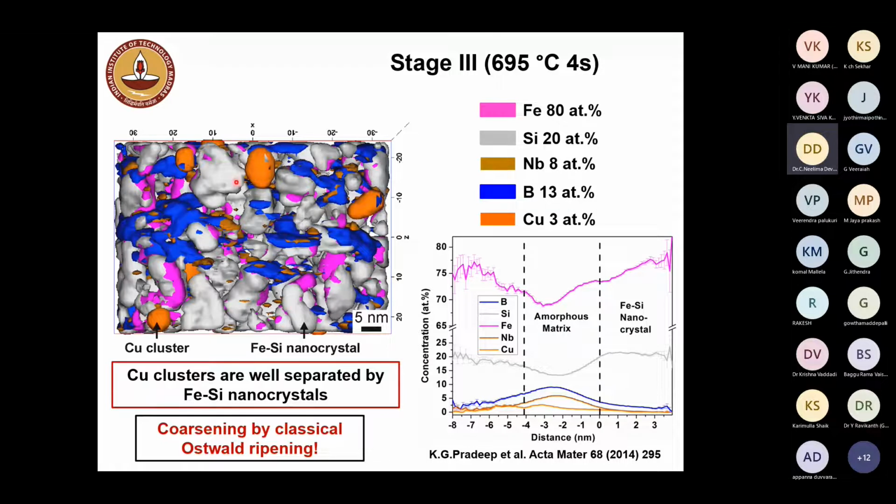That means the bigger cluster now tries to dissolve the smaller clusters which are far away, and these copper atoms diffuse through the distance and then coarsen these bigger clusters.